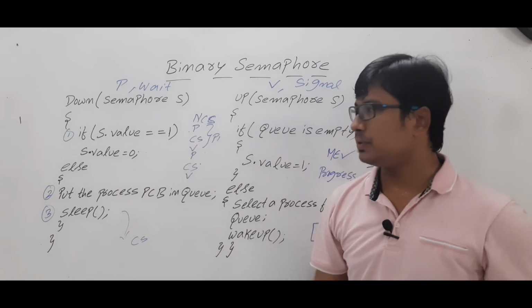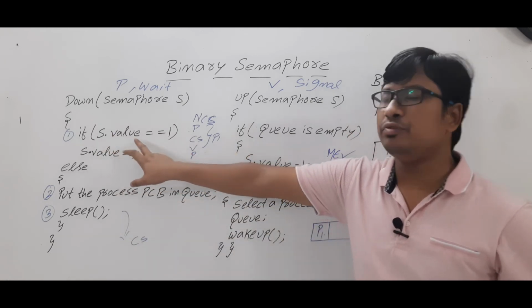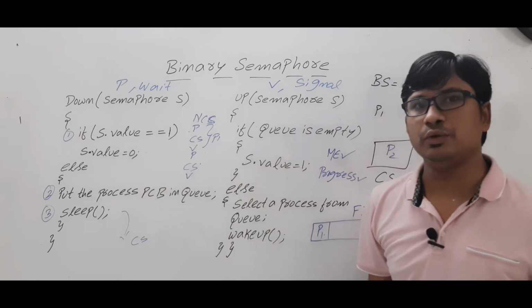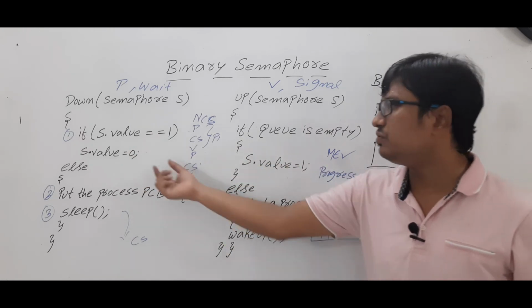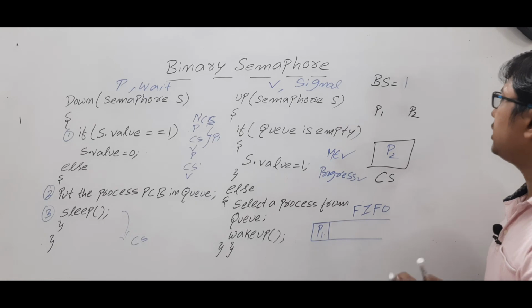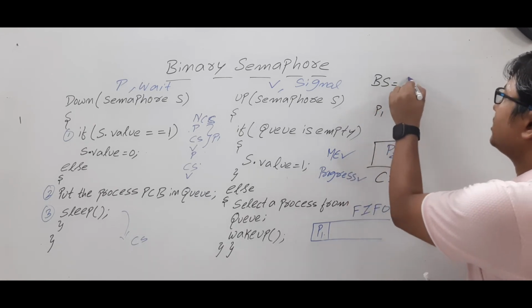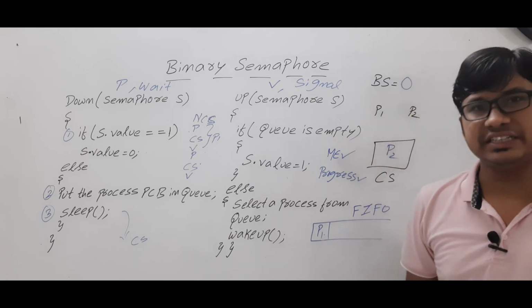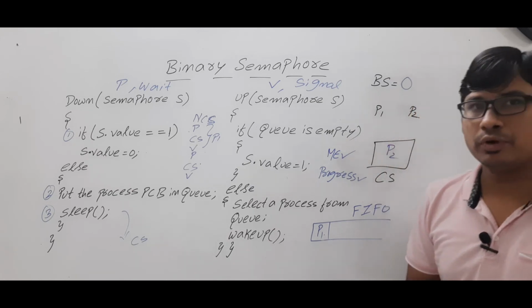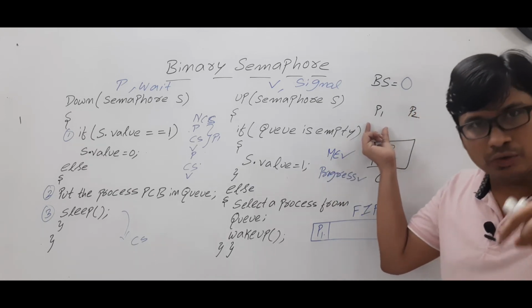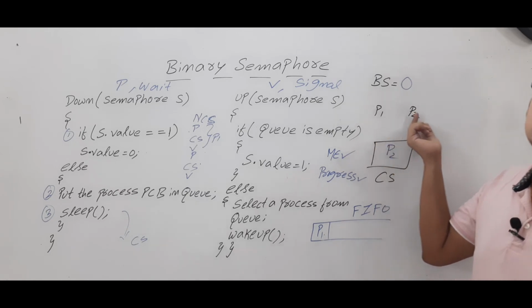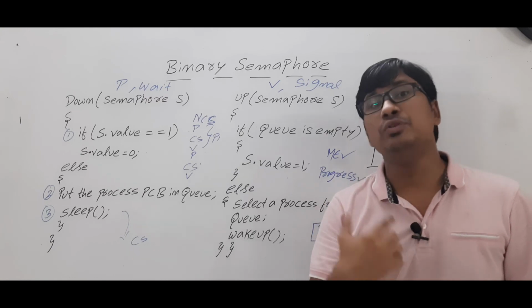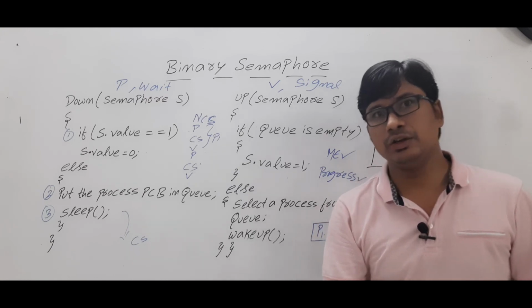In the down operation, there is an if condition: semaphore value is equal to 1. Yes, the binary semaphore value is equal to 1, so this condition is true. If this condition is true, process P2 will keep the binary semaphore value as 0 and enter into the critical section. So what is meant by progress? If one process does not want to enter into the critical section, it should allow the other process to enter into the critical section if the other process wants it. Is it clear?